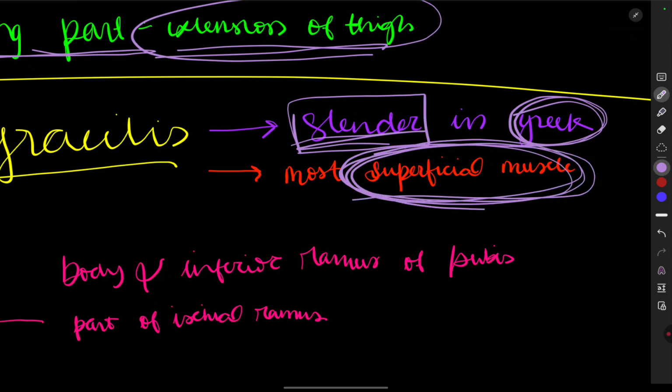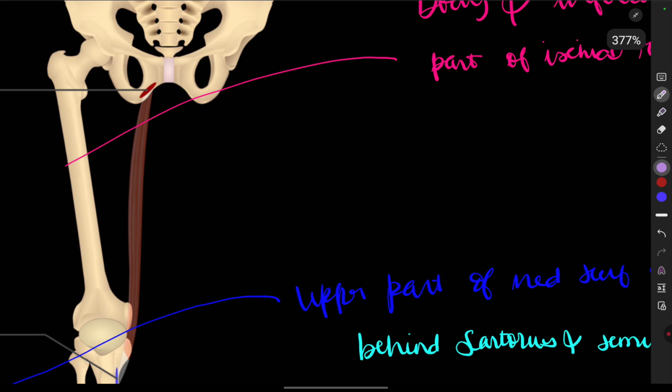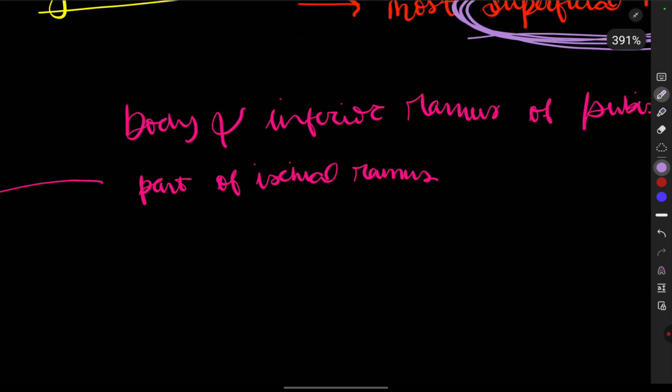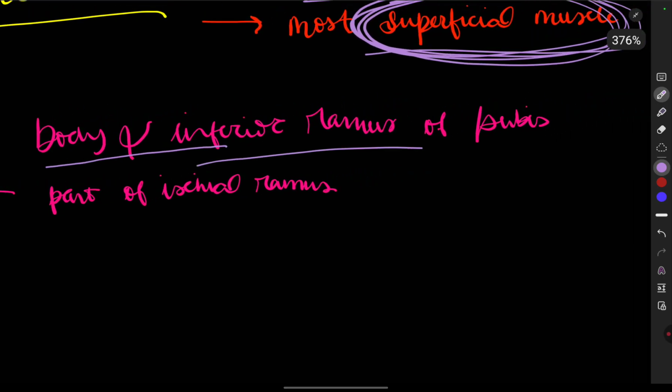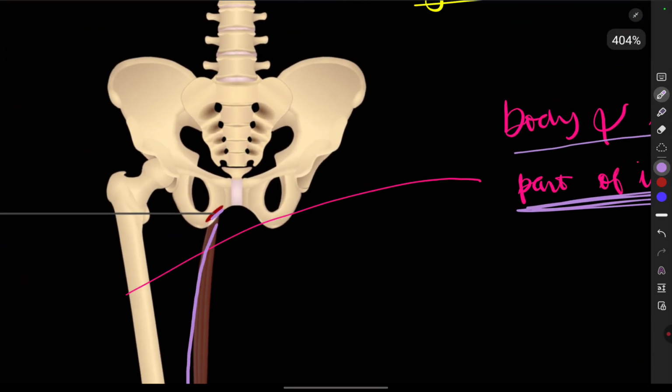Remember that it is the most superficial muscle, and it has its clinical importance as well. So this is the gracilis muscle. It originates from the body and inferior ramus of the pubis, and a part of the ischial ramus.